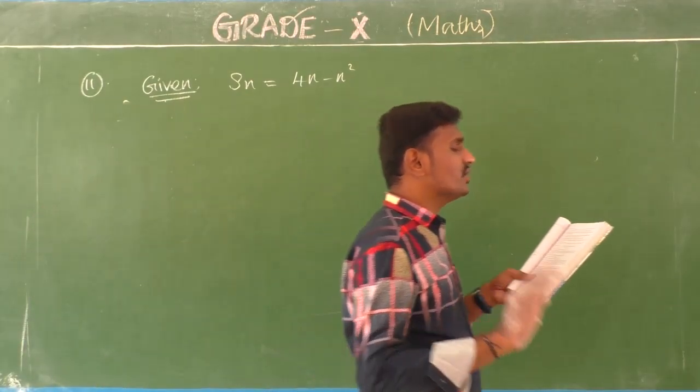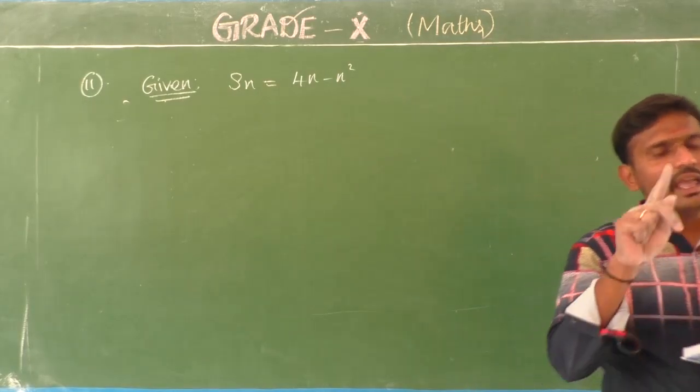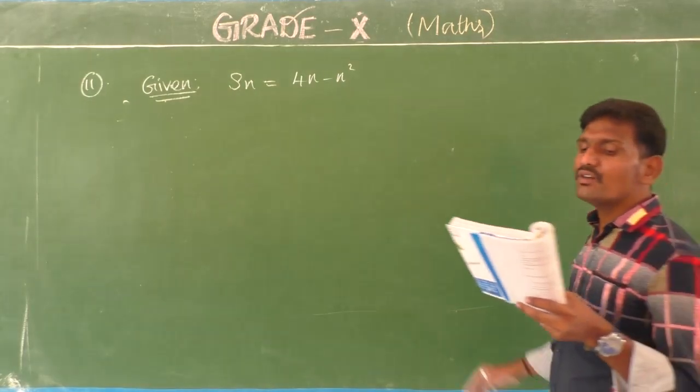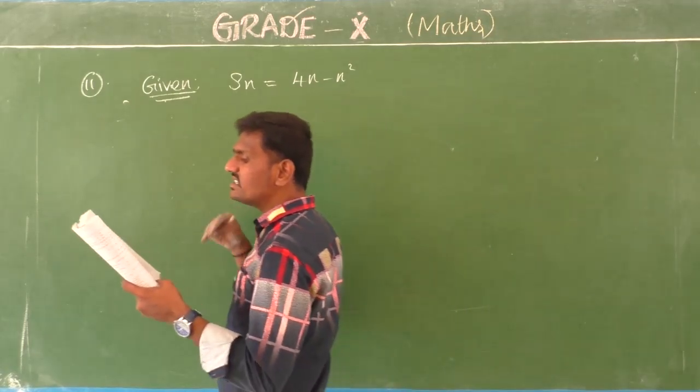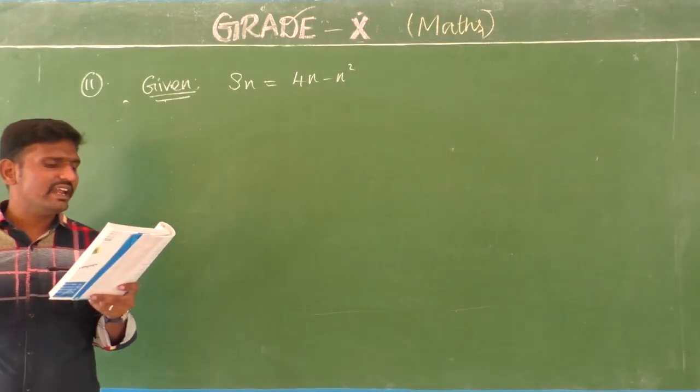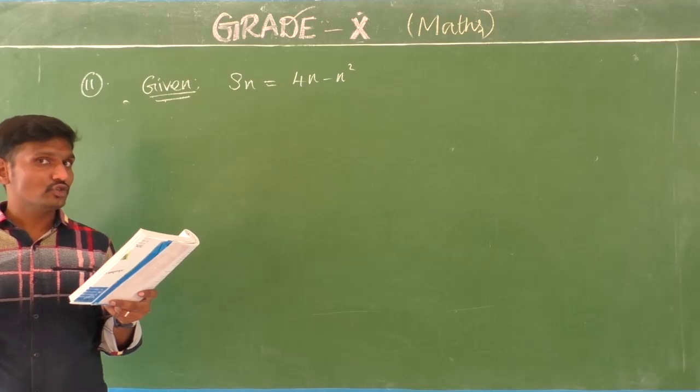What is the first term? That is S1. What is your S1? And what is the sum of the first two terms? What is the second term? Similarly, third, 10th and the nth term. So they are asking so many subdivisions.